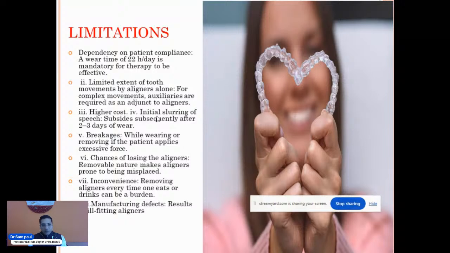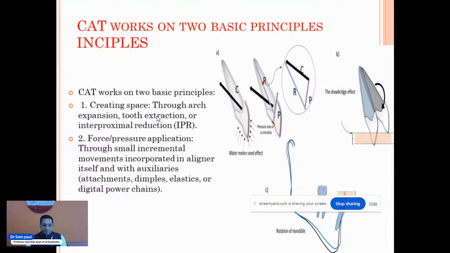Breakages: if you are not careful while removing or wearing it, there are chances for that thermoplastic appliance to break. Chances of losing the aligner. The removable nature makes aligners prone to being misplaced. And inconvenience. Some people might complain that removing aligners every time whenever they want to eat or drink is another inconvenience. And maybe some manufacturing defect also.